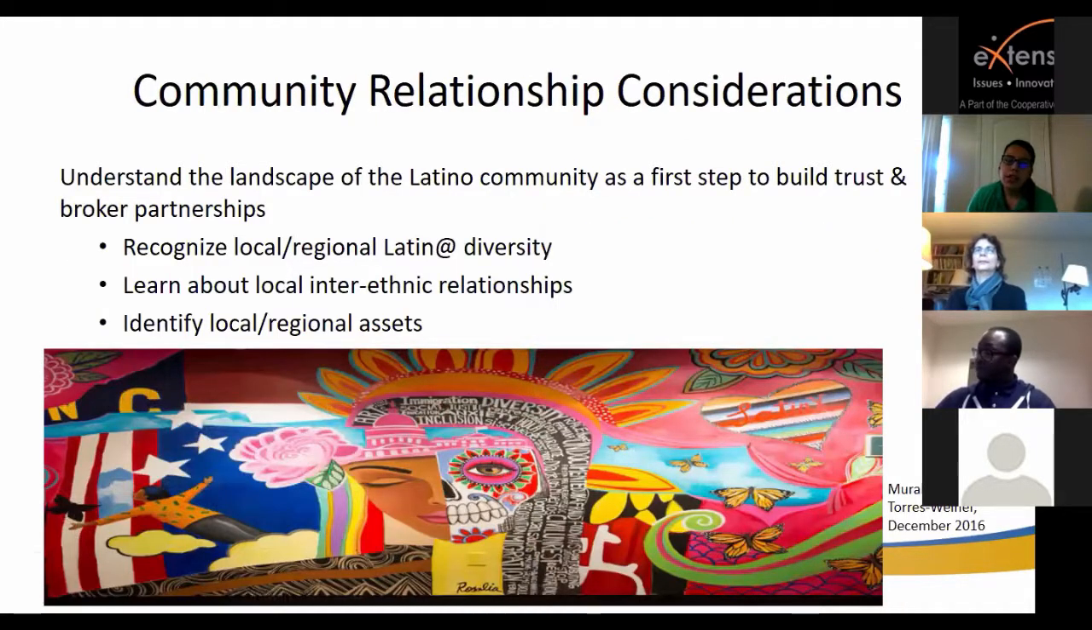I'm also going to talk about the other down-right part of the model that we showed at the beginning, and that's the community relationship considerations. As I was saying a couple of slides ago, there is a wide diversity of the Latino population in the U.S. So in order for organizations to successfully engage them, they first need to understand the landscape of the Latino community, starting by building trust within the community and the places. Once they have established trust, they are going to be able to broker partnerships. As Phil was commenting, it's really important not only at the individual level, but at the community and organizational level, to learn about the local inter-ethnic relationships. And then, looking forward, we also need to be able to identify local and regional assets. One of the tools we're going to share with you today is going to help you do that.